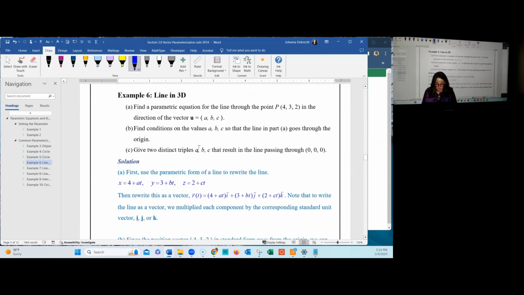All right, let's take a look now at parameterization of a line. We want to parameterize a line in 3D. Now to parameterize a line, we need a point and a direction vector. So let's say that our line is going through the point (4, 3, 2) and has a direction vector <a, b, c>. We want to find conditions on the values of a, b, and c so that the line goes through the origin.